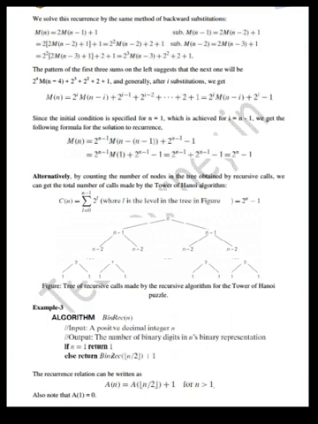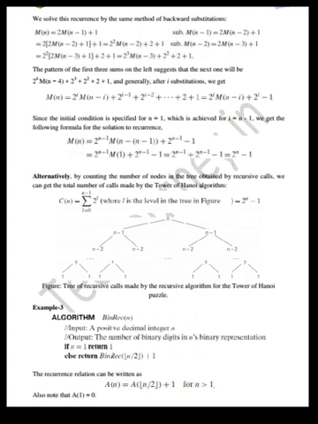We solve this recurrence by the same method of backward substitution. See the calculation. Since the initial condition is specified for n is equal to 1, which is achieved for i is equal to n minus 1, we get the following formula for the solution to the recurrence.